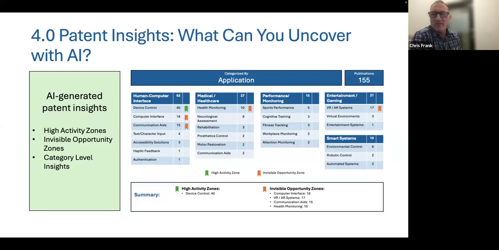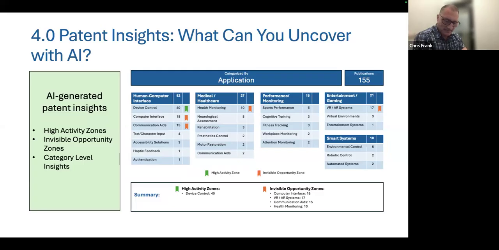A high activity zone, just based upon patent activity, is the zone that has the highest activity in it. It is what it says. So in this case, device control. This should not come as a surprise when we're talking about BCI. Device control is probably going to be an area of high activity: 40 patent applications out of our whole data set of 155.